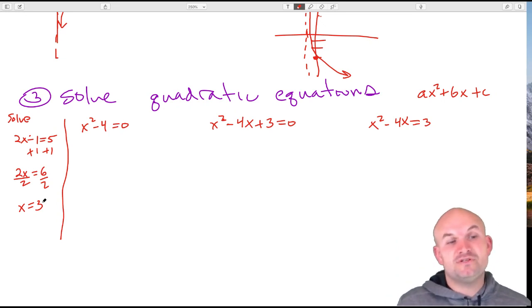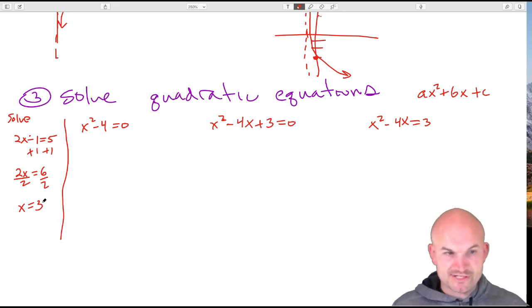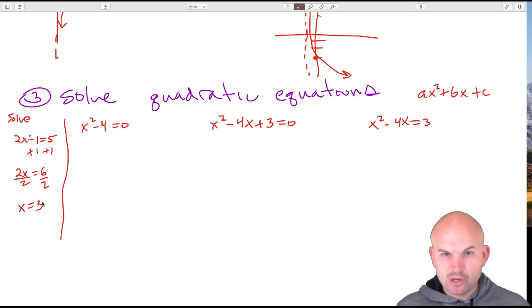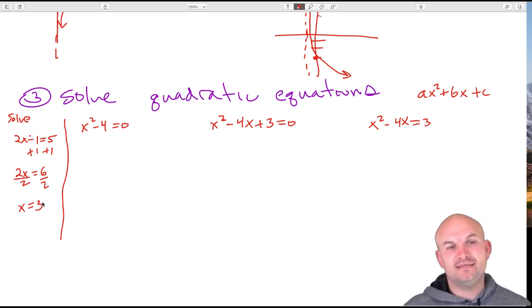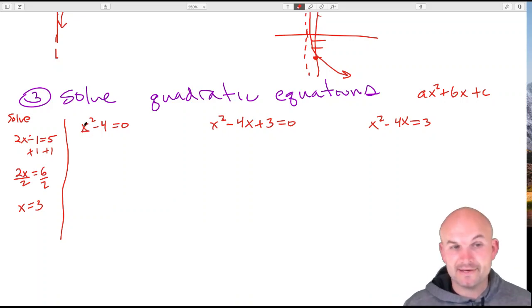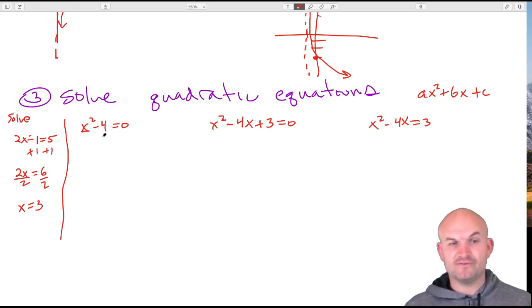So the problem is a lot of students always want to solve quadratic equations just like they solve linear. Well, sometimes that works, but the majority of the time it does not work. Let me explain. You could solve this using inverse operations. This is x squared minus 4 equals 0. The reason why you can solve this like a linear equation using inverse operations is because there's only one variable. Now that variable is raised to the second power, which tells us it's a quadratic. But since there's only one of them, you can just isolate the variable using inverse operations.